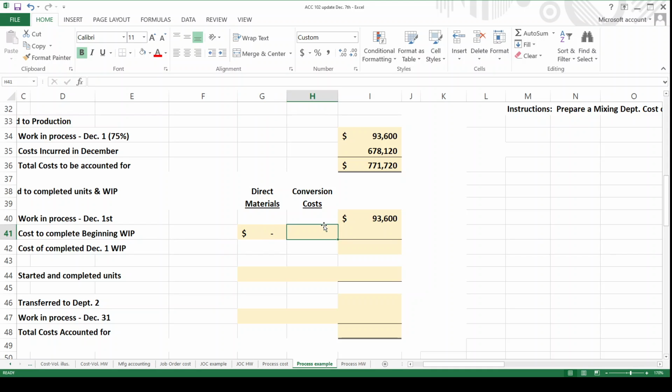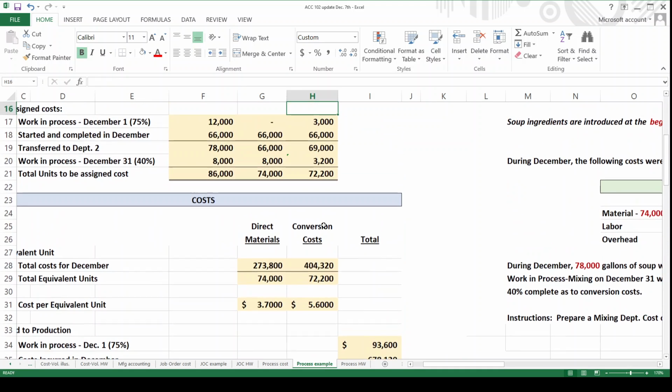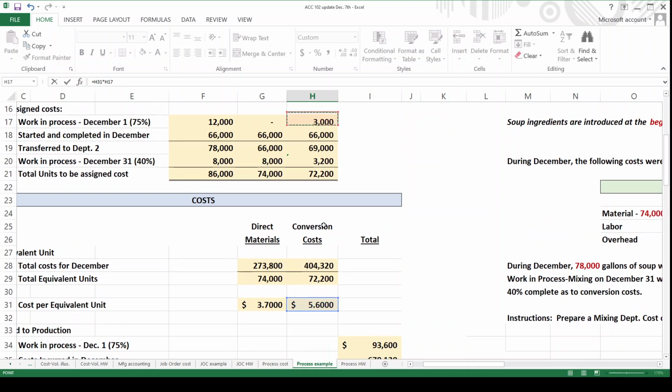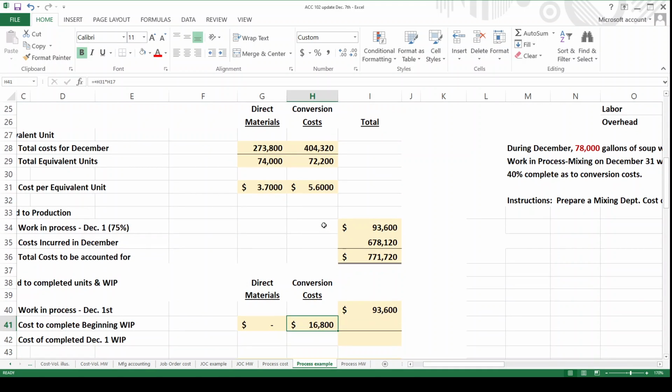All right, conversion costs. How much cost was added? Well, let's see. Look up here. We had 3,000 equivalent units. If we multiply it times $5.60, that should give us the cost to finish off the beginning WIP. So let's come over here. Let's take the 5.60, multiply times the 3,000. I get 16,800. So what did it cost to finish off the beginning WIP? It cost 16,800. Zero materials, 16,800 conversion costs.